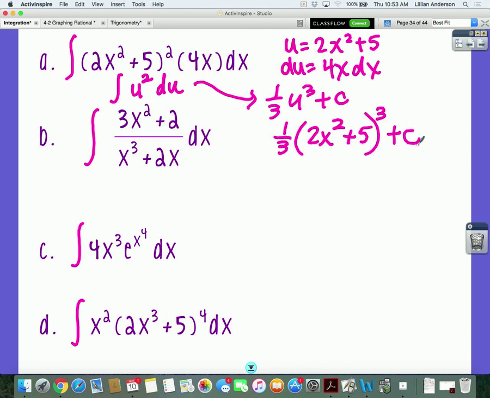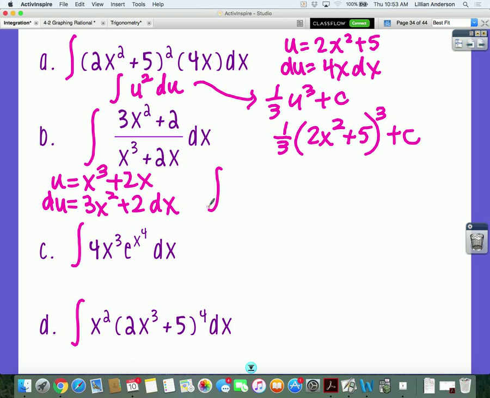This one out here, the integral of (3x squared plus 2) over (x cubed plus 2x) dx. Remember what I said, if you have a fraction, more than likely your u should be your denominator. If I make u the denominator, x cubed plus 2x, what's the derivative of that? It's the numerator. So when you go to plug it back in, you're replacing that 3x squared plus 2 dx with the du, and you're replacing your bottom with the u. That's what this looks like.